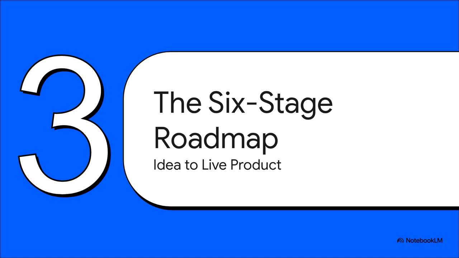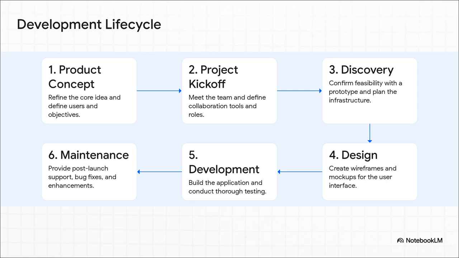Well, let's get into Section 3, the 6-stage roadmap. This is the journey from that little spark of an idea to a fully functioning live product. So here it is, the entire life cycle at a glance. It all starts with the product concept, where you really nail down the idea. Then you have the project kickoff to get the team aligned.